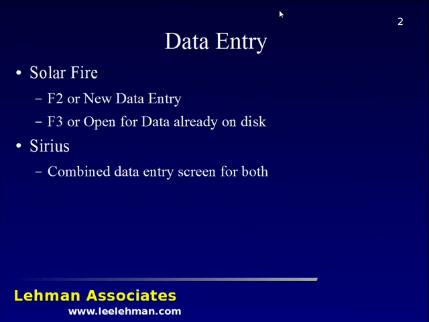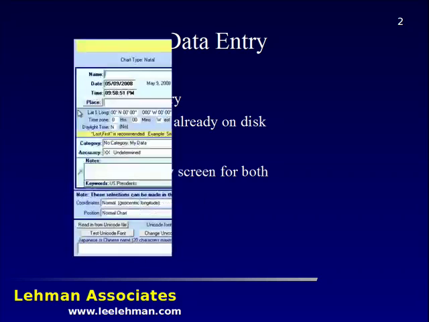When you compare Solar Fire to Sirius, Solar Fire uses two different data entry screens depending on whether you're putting in brand new data or whether you're opening data that is already on your disk. To use the shortcuts, F2 is for new data entry, or F3 is to open already existing data. In Sirius, those two are combined into a single data entry screen that handles both functions, as you'll see.